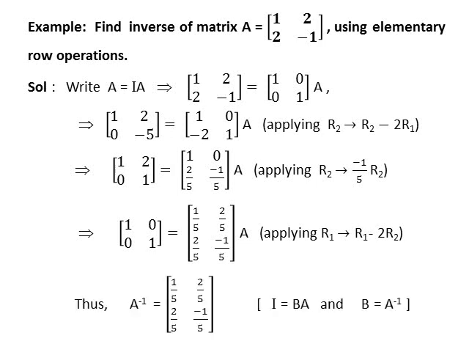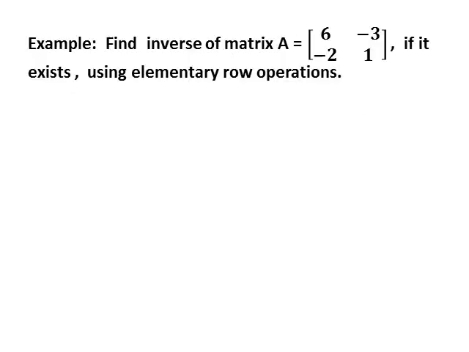We denote pre-multiplier matrix of right hand side by B. We get I equals to product of B and A. As BA equals to I, it means B equals to inverse of matrix A. So we get inverse of matrix A equals to a square matrix of order 2 by 2 with elements 1 by 5, 2 by 5, 2 by 5 and minus 1 by 5.